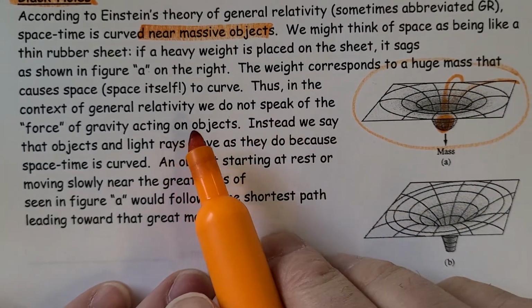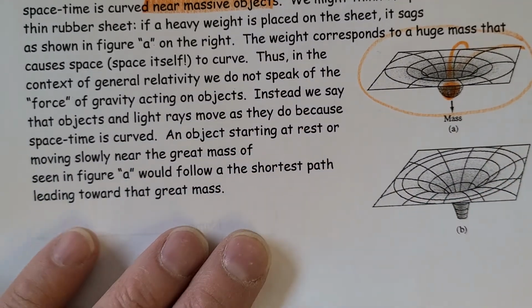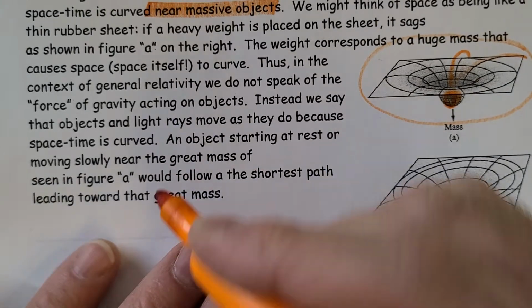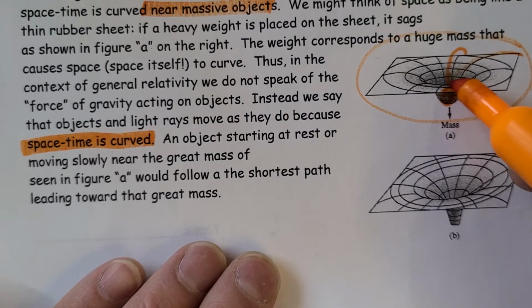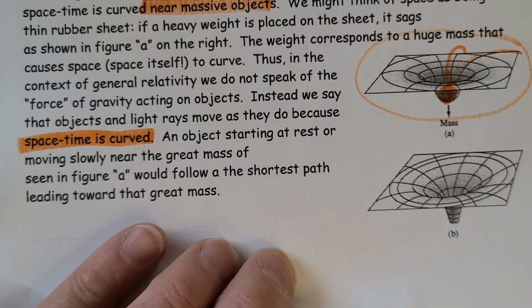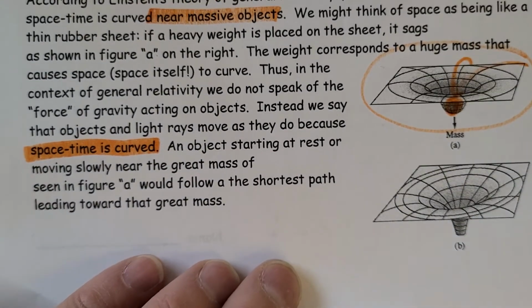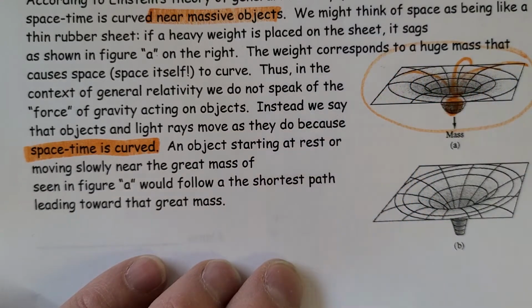Thus, in the context of general relativity, we do not speak of a force of gravity acting on objects. Instead, we say that objects and light rays move as they do because space-time itself is curved around here. So in a way, we don't really talk about Fg or gravitational forces, but we do talk about the fact that the object making the gravity is causing space to warp itself, and anything in that space will want to warp with it.